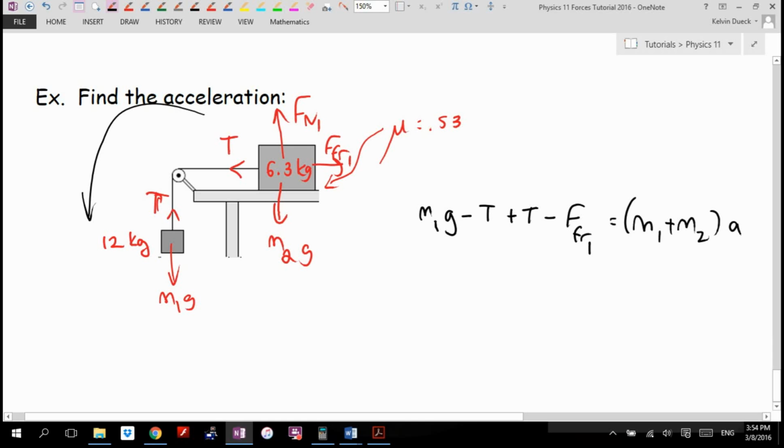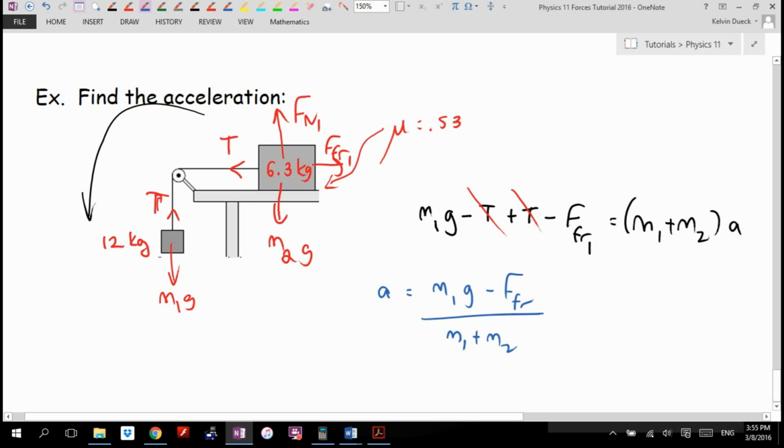Were you wrong in your initial no? Yeah, but I say to you, ease your tension. How would I get the A by itself? Okay. The m1g would drop down, the minus friction would drop down, and I'll divide by both of those.